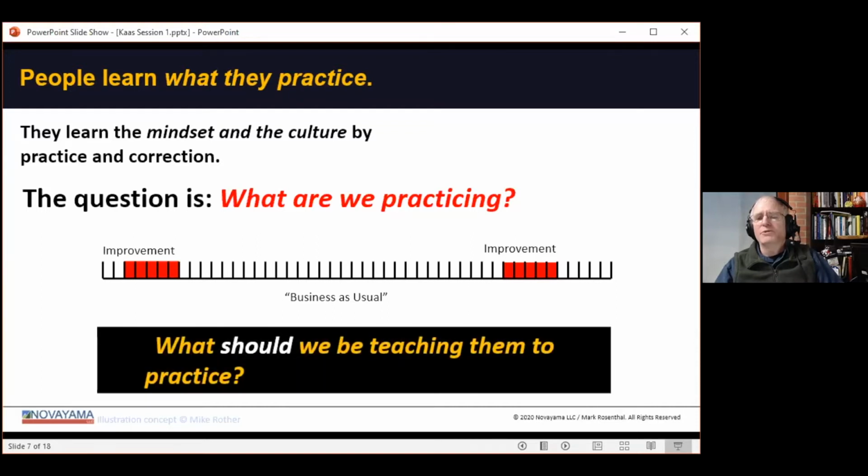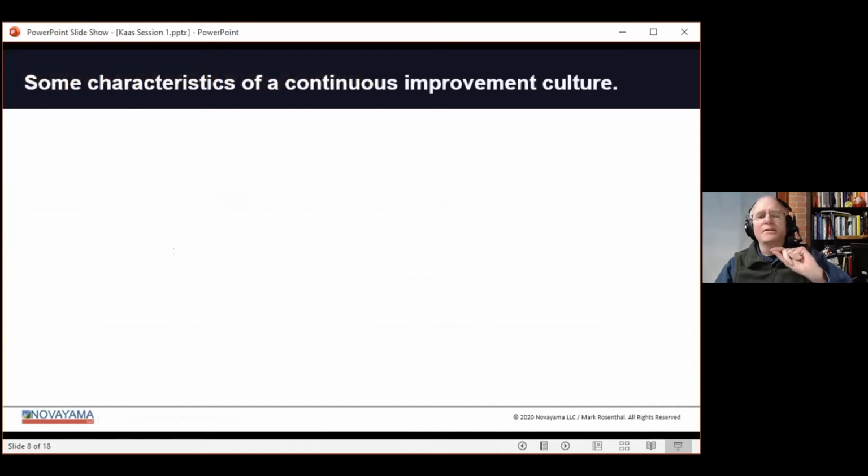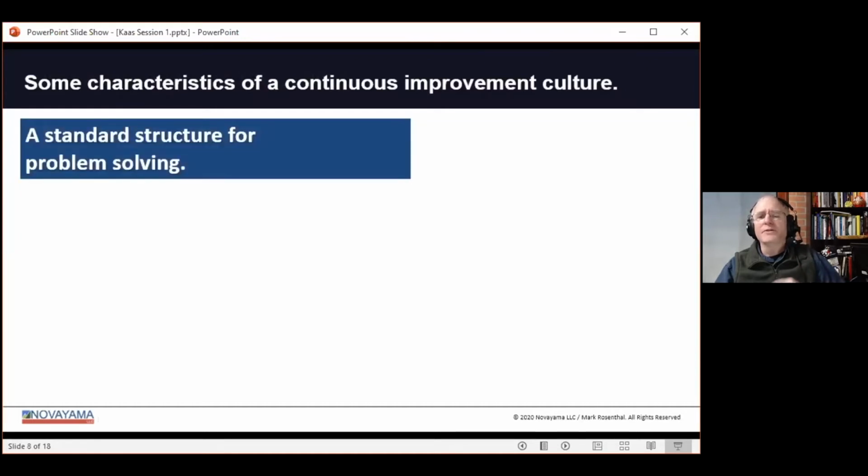So what should we be teaching them to practice, and how should we teach it comes into the question. So this is setting up for our next level of discussion here, but I want to go through some characteristics of a continuous improvement culture, largely of Toyota, but you see it elsewhere too. The first is that there's actually a standard structure for how they go about doing problem solving and improvement. There's a way they talk about it.